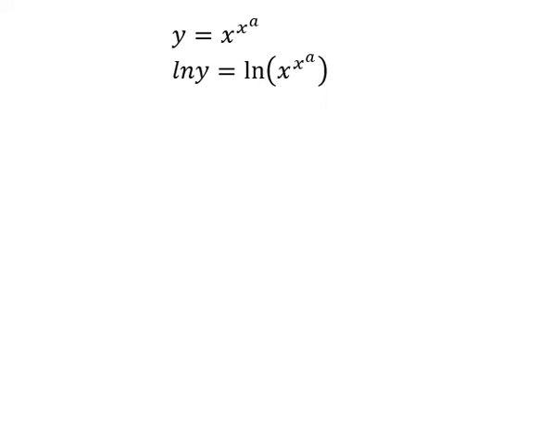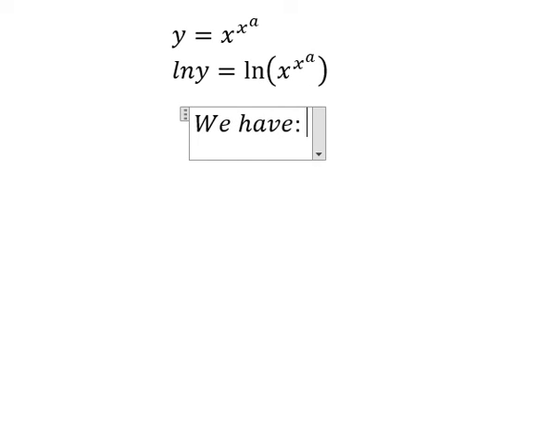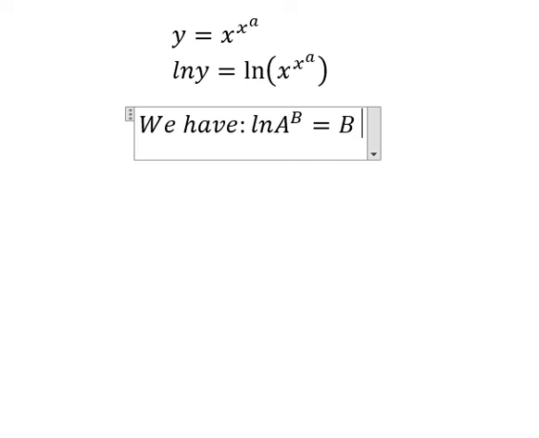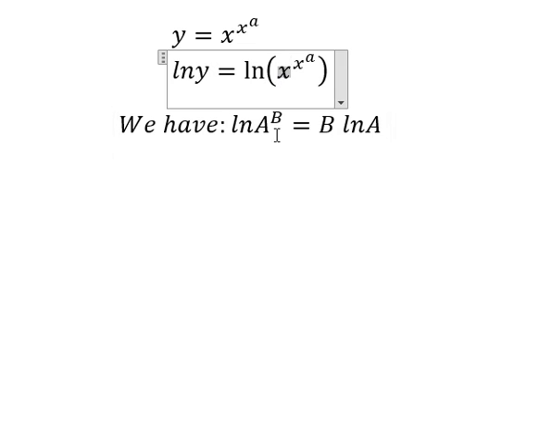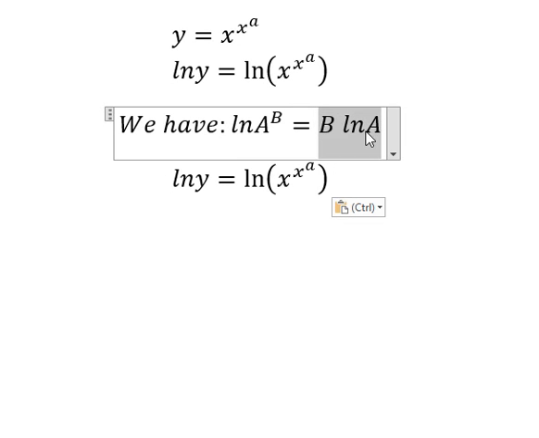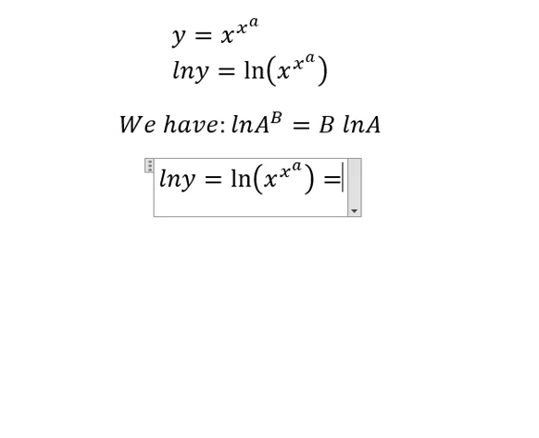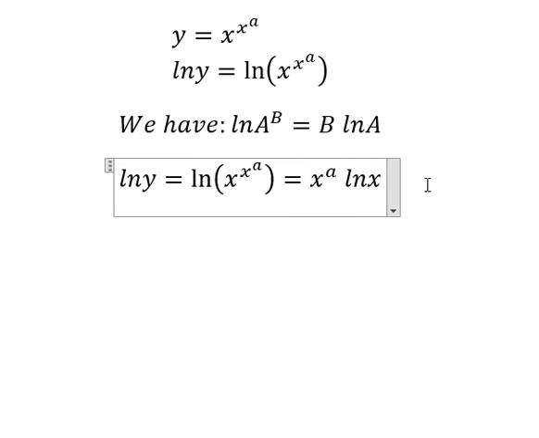Next, we have the second formula in here. ln A to the power of b equals b ln A. So capital A, that is s, capital B, that is s to the power of a. And now this one we transform into this one, and we have s to the power of a ln s.